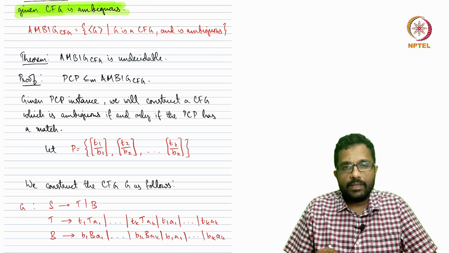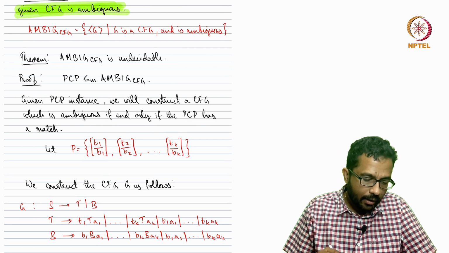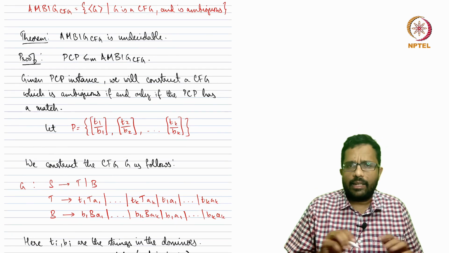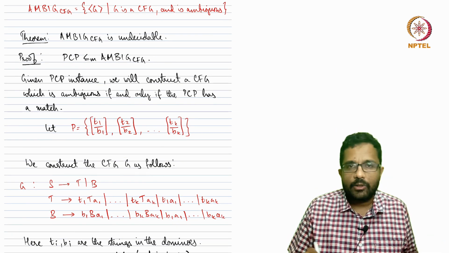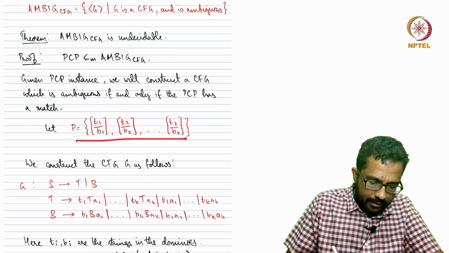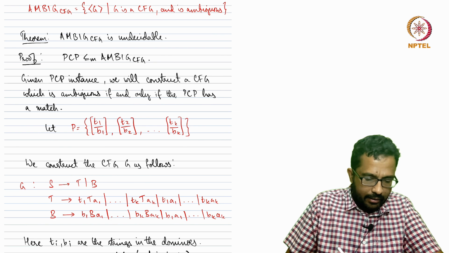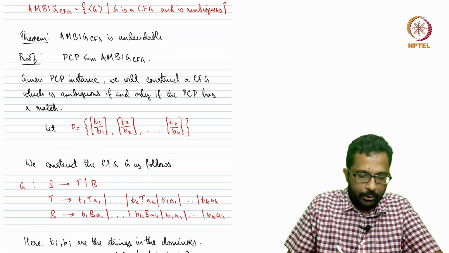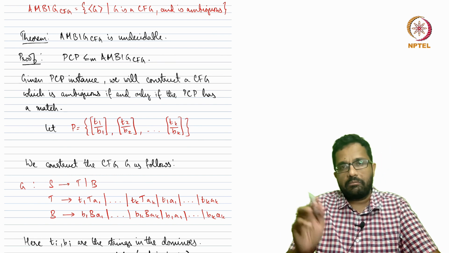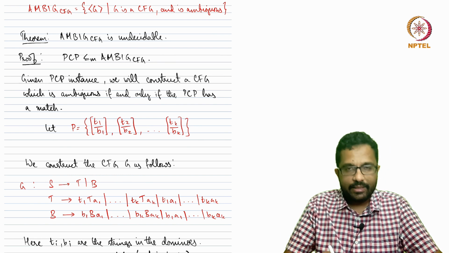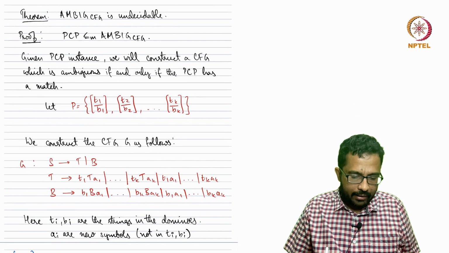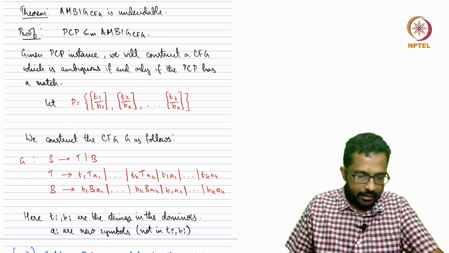So let's see the reduction. The reduction itself is not that difficult to see, and even the correctness is not that difficult to see. Let P be a set of dominoes T1/B1, T2/B2, up to Tk/Bk, where the Ti and Bi are strings from some alphabet. The context-free grammar is constructed as follows.